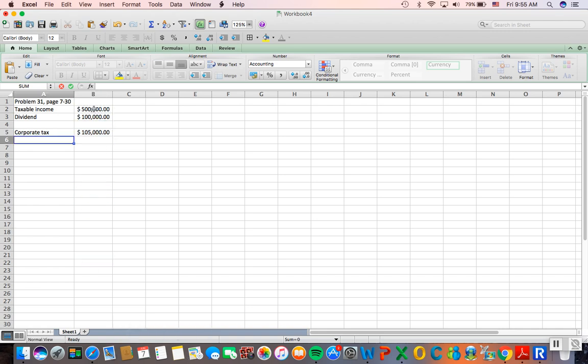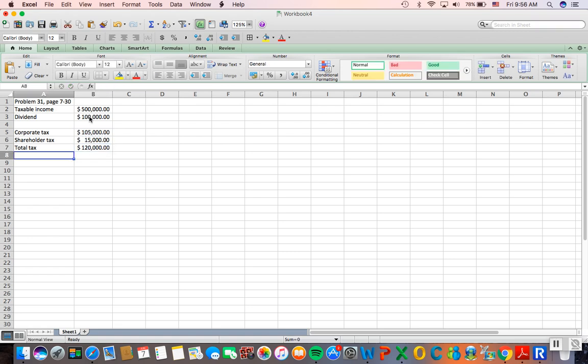So on that $500,000, they're going to owe $105,000 at the corporate level. The shareholder, because they did receive a dividend as opposed to a distribution of income or a bonus, as we'll see in problem 32, the shareholder is going to be taxed on that distribution they received, but at the preferential rate of 15%. So overall tax, total tax owed between the two entities will be $120,000.